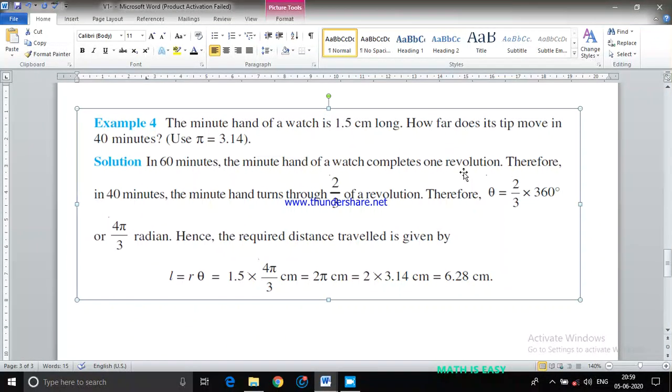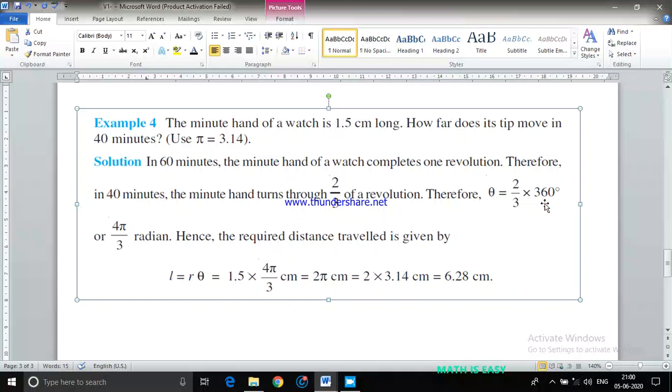Can I say it will be 2/3 of the whole? Because 20 minutes, 40 minutes, 60 minutes: if I divide the whole 60 minutes into 3 parts, 20, 40, 60. So 40 minutes means it will be 2/3 of the complete angle. One complete revolution makes 360 degrees. But now the minute hand is moving only 2/3 of the complete revolution. So therefore, theta will be 2/3 of 360 degrees.